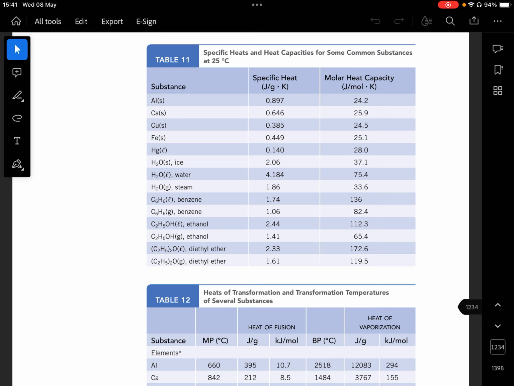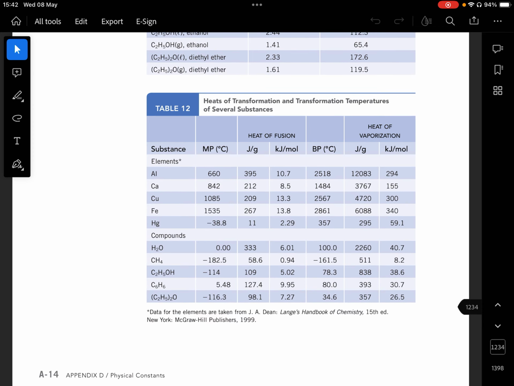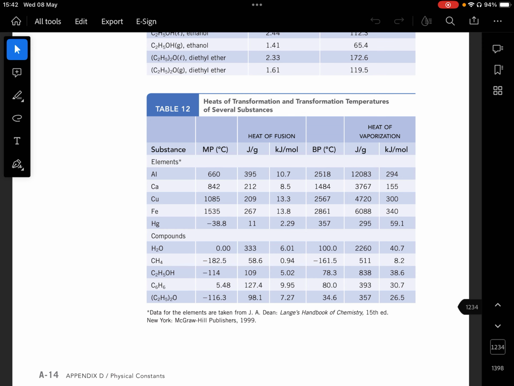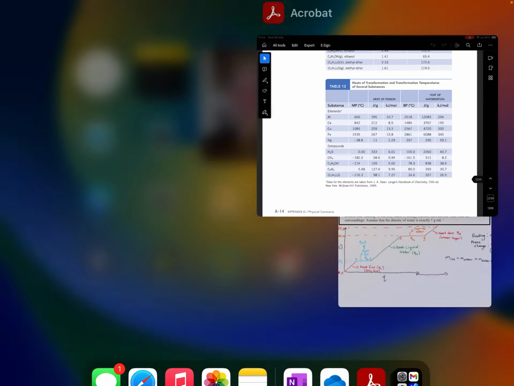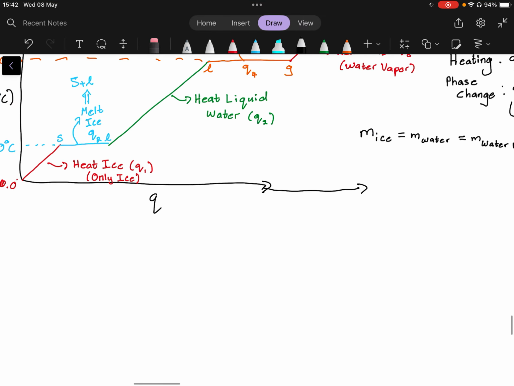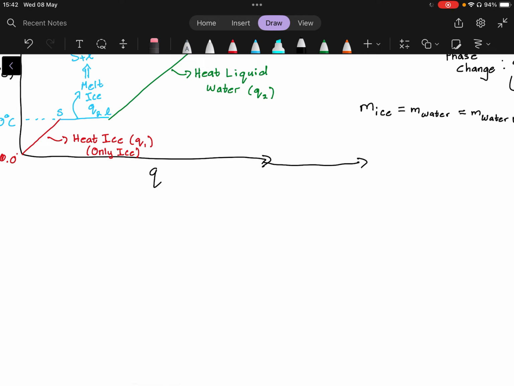So you want the specific heat capacity, which you can look up. There in the middle, it's water, ice, and steam. And you can also look up the heat of, so the enthalpy of fusion of certain substances. So for example, for water, you see the heat of fusion and you see the heat of vaporization. So that's where I get the values from. So I'm just going to summarize them here.